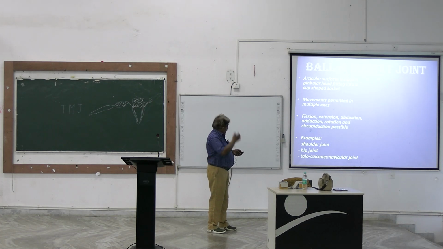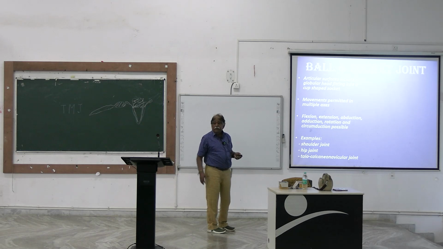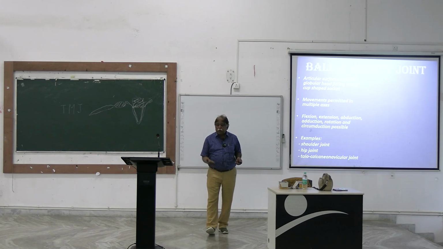Ball and socket joint. Articular surfaces include a globular head fitting into a cup-shaped socket. Movements are permitted in multiple axes: flexion, extension, adduction, abduction, rotation and circumduction are possible. Examples: shoulder joint, hip joint, talocalcaneonavicular joint.